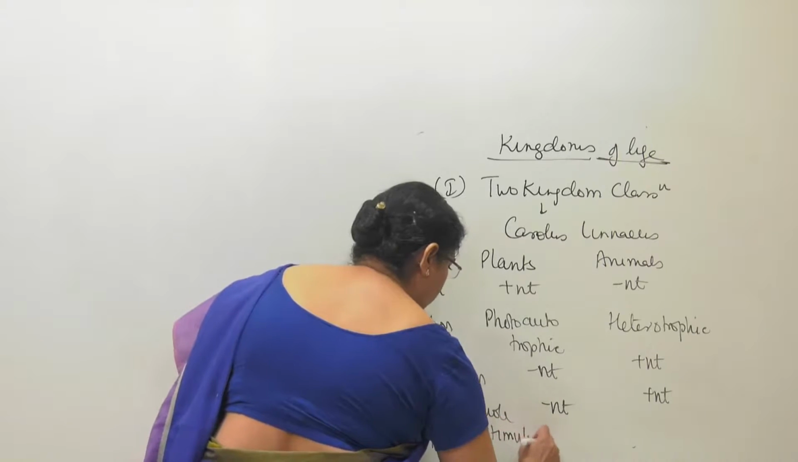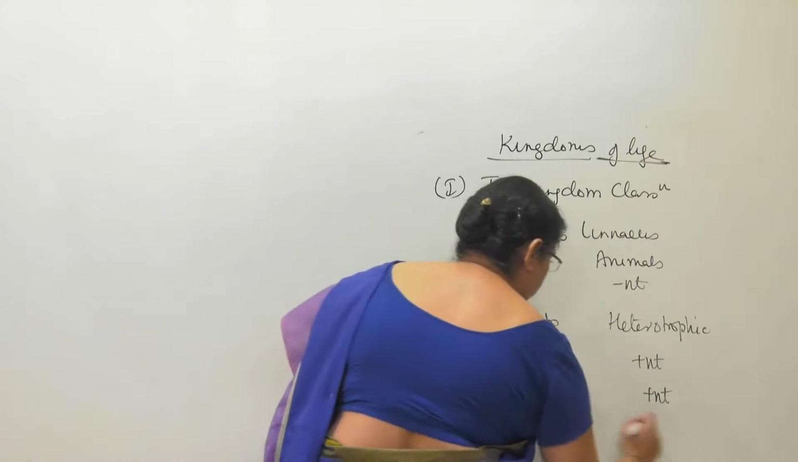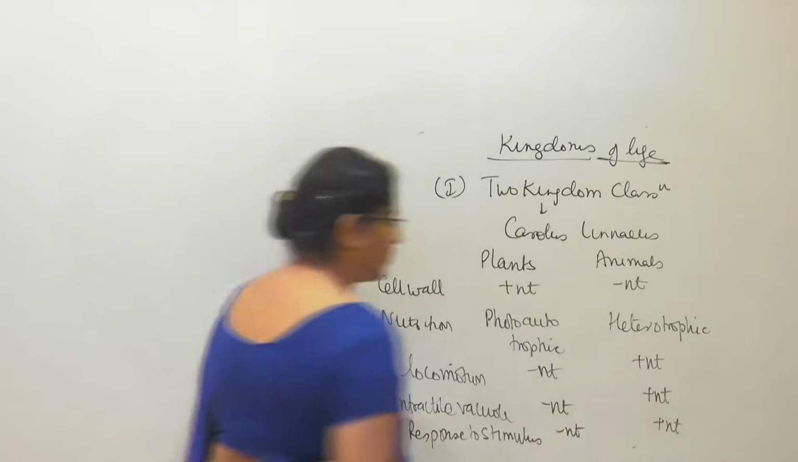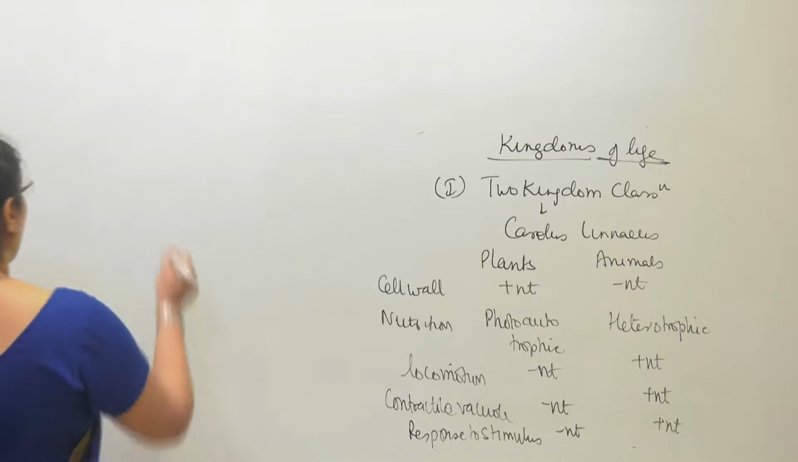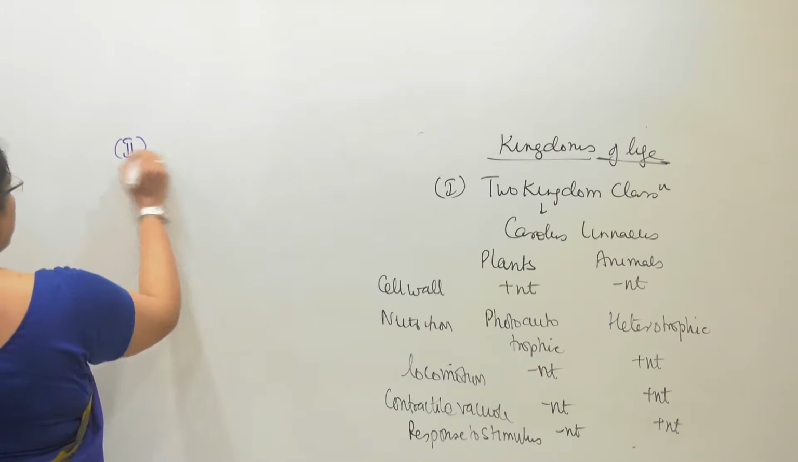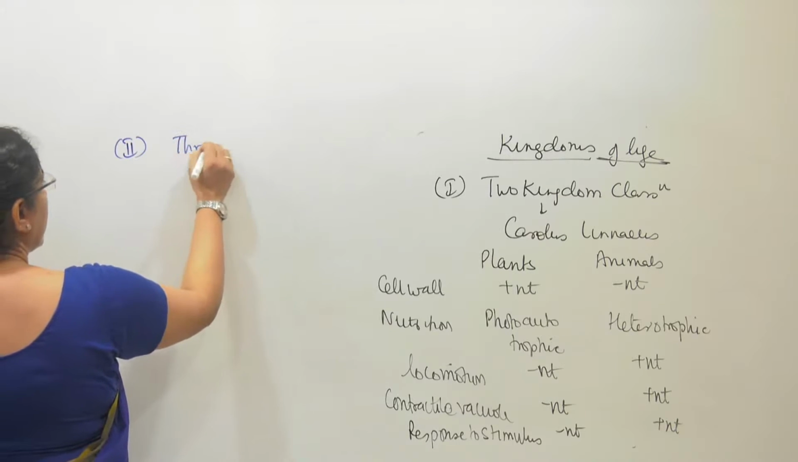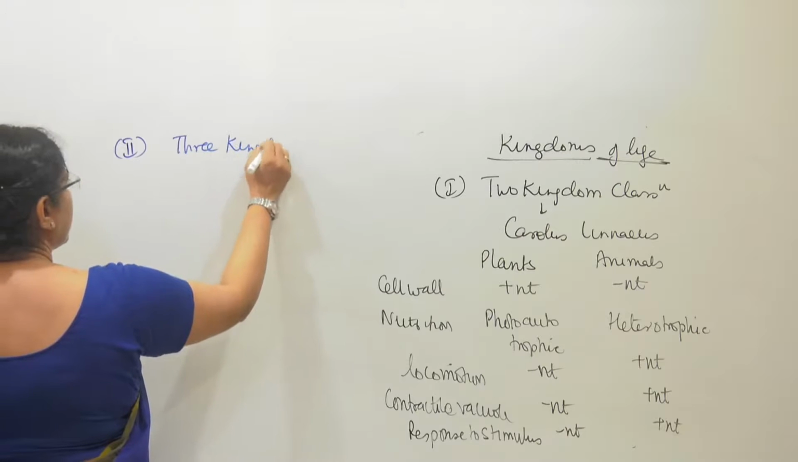He says absent, present. This is his criteria, how he has grouped plants and animals into two kingdoms, Plantae and Animalia. Now this is an artificial system. Then came along the three kingdom classification.